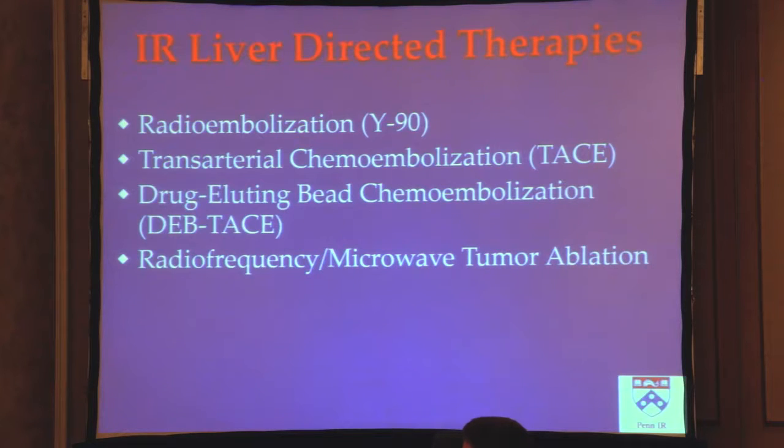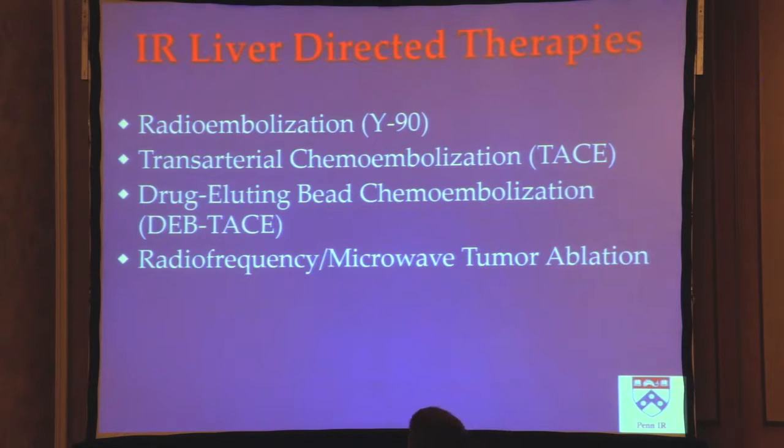Chemoembolization is really delivering very high-dose chemotherapy directly into the tumor, about 100 to 200 times the concentration of chemotherapy than what you would get through the IV. And this chemotherapy is deposited directly into the tumor, and you really limit the amount of side effects that you have from it because it's not circulating throughout the body. Drug-eluting beads is very similar, but the chemo comes wrapped in these little beads.